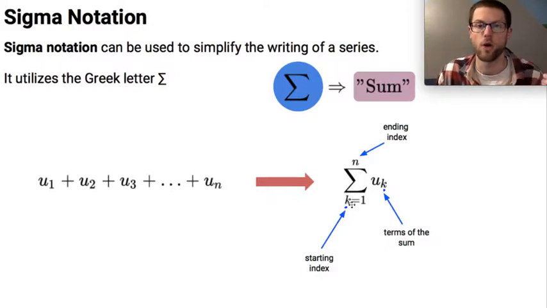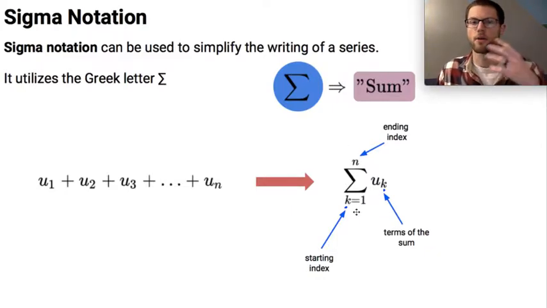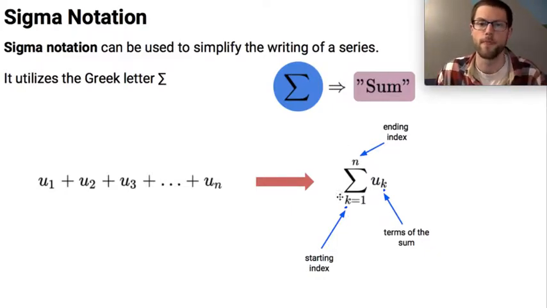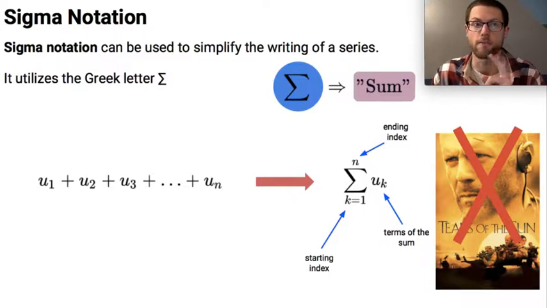So if this read from 1 to n, this is like saying I'm adding up all the terms from 1 to, I can't remember what number I said, 1 to 10. If n is 10, then I'm adding up all the terms from 1 to 10. This u sub k just means these are the terms of your sum. It's the way to generate all the terms in your sequence, and you're adding them up since you're looking for the sum. Now this is the terms of the sum, not to be confused with the movie Tears of the Sun, starring Bruce Willis. But this is a completely different thing.